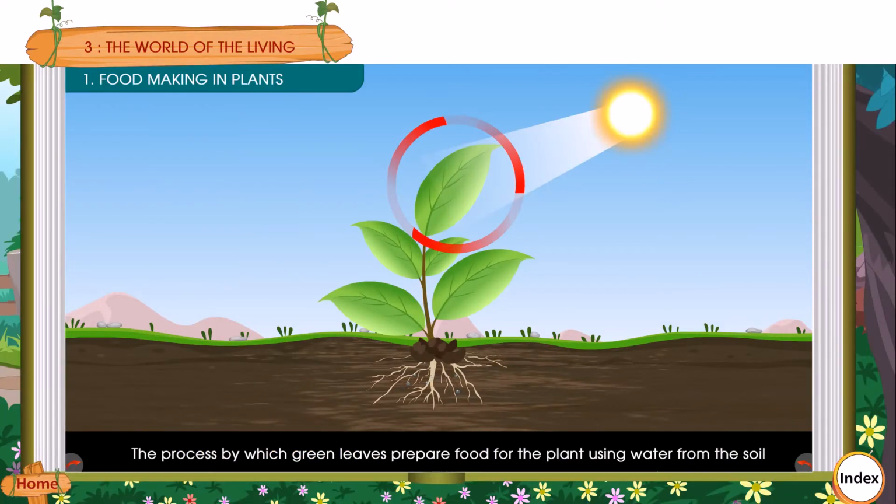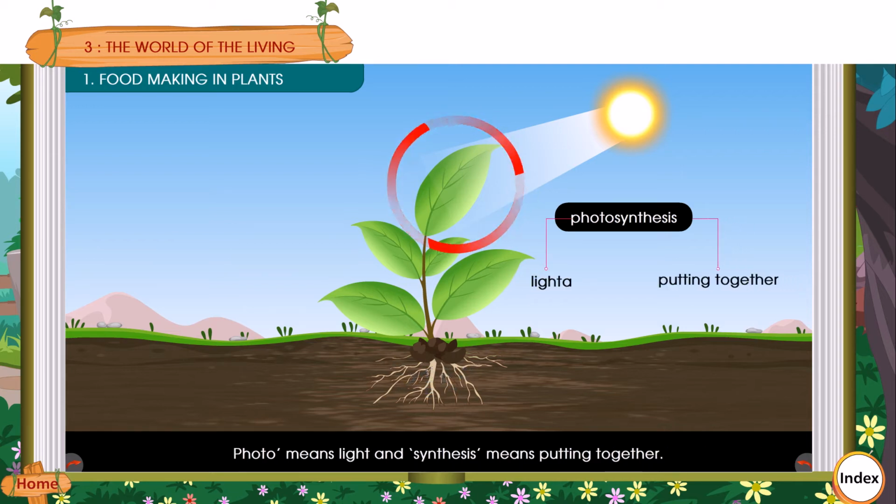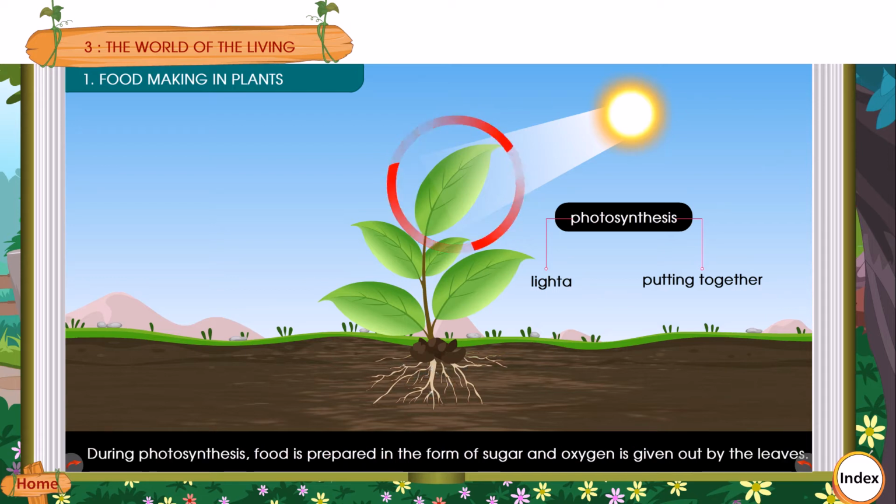The process by which green leaves prepare food for the plant using water from the soil and carbon dioxide from the air and chlorophyll in the presence of sunlight is called photosynthesis. Photo means light and synthesis means putting together. During photosynthesis, food is prepared in the form of sugar and oxygen is given out by the leaves.